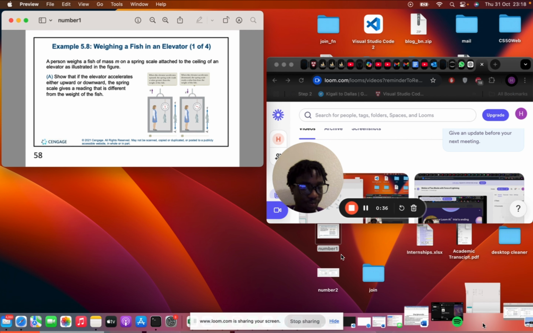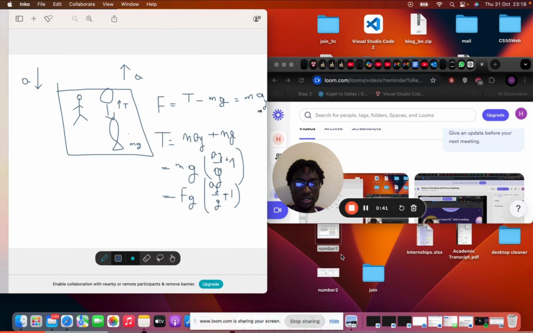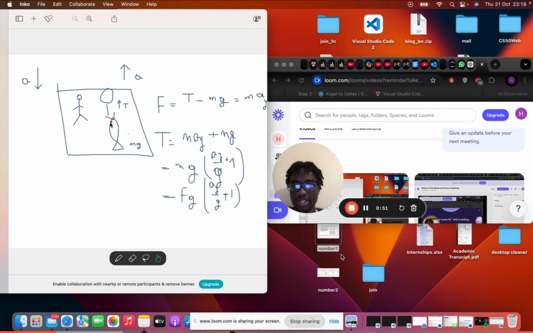All right, so I've done some explanation right here for you guys. As you can see, let's say this is a person who is in the elevator, and this is the fish, and this is the spring. As we all know, the tension of the spring is always pointed upwards, and the gravity upon the fish creates the weight. The acceleration can go either upwards or downwards because the elevator goes either upwards or downwards.